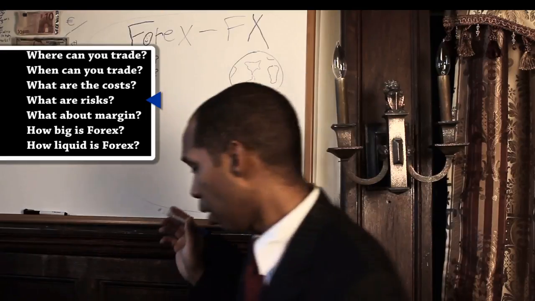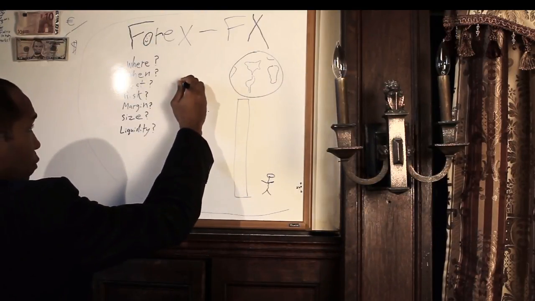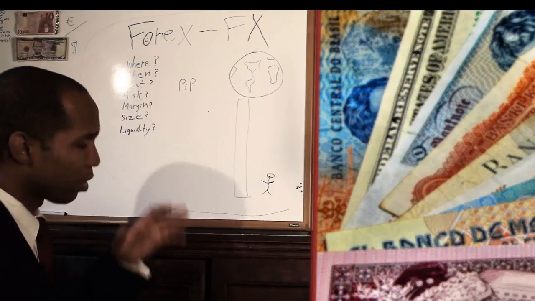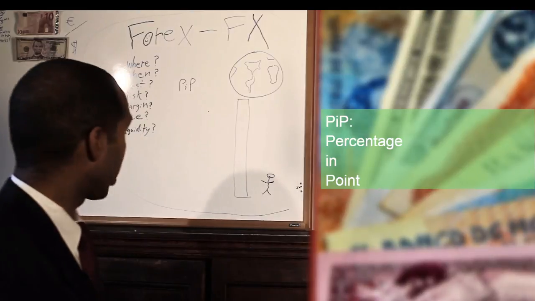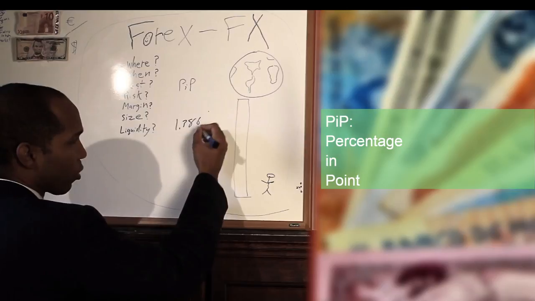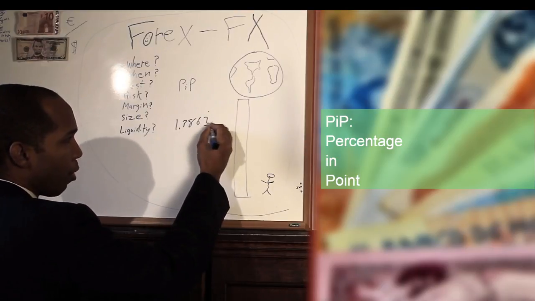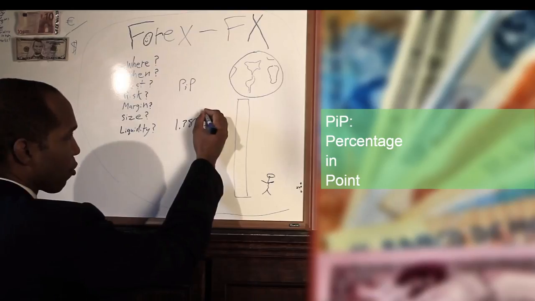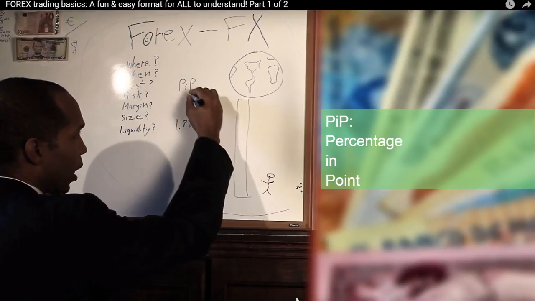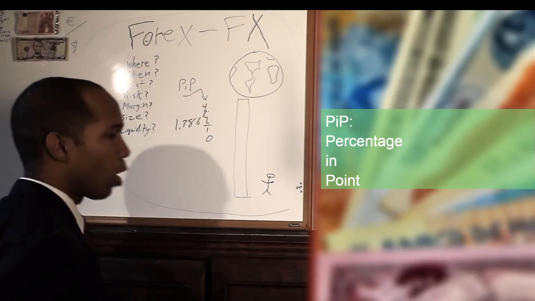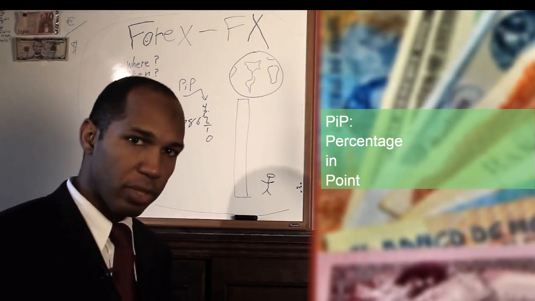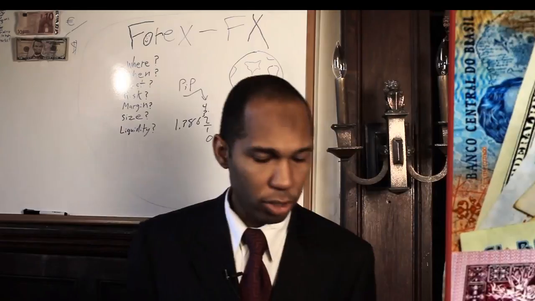In fact, the way we look at movement here is in pips, which is percentage in point. Depending on the currency pair, you're looking at a fourth decimal place movement, for example. So let's say we have $1.3862, with the 2 representing the pip. When this goes up to 3, goes up to 4, goes down to 1, goes down to 0, that would be your pip movement, depending on the currency that you're actually referring to. So when you're looking at price movements in the FX market, you're looking at very, very small and subtle changes.